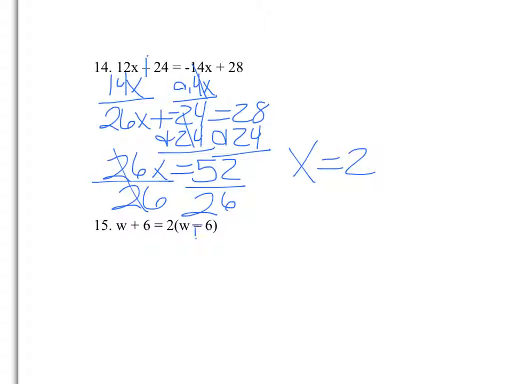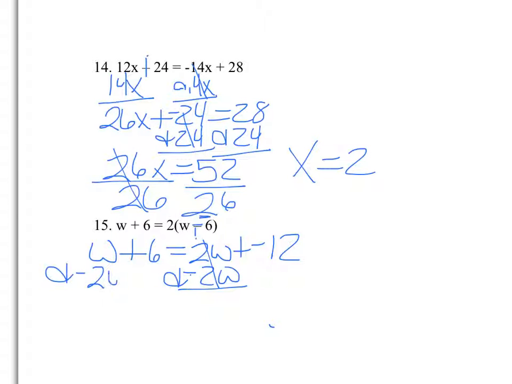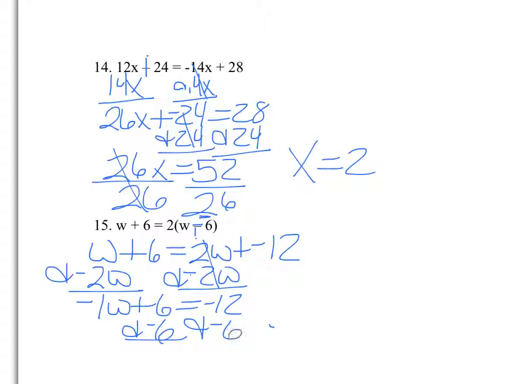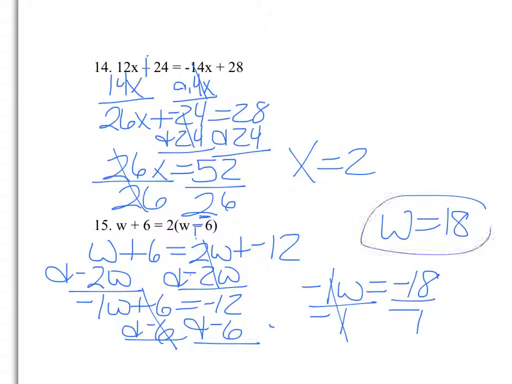15, change subtraction to plus the opposite, so it's a negative 6. Distribute through the parentheses, so w plus 6 equals 2w plus negative 12. Watch your negative signs. I'm going to add negative 2w to each side. So negative 1w plus 6 equals negative 12. Add negative 6. So negative 1w equals negative 18. Divide by negative 1. So w is 18 for number 15. Yep, and that's the bottom of that one.